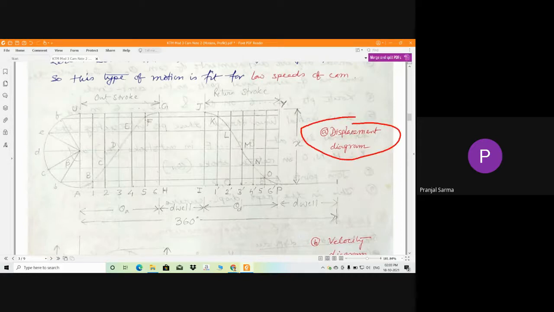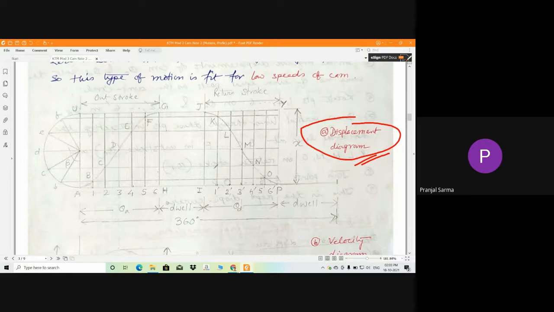Yes. So displacement diagram. I believe all of you are ready with me, and I believe all of you have got your pen, pencil, paper, so that you can try along with me. I hope that's a yes.